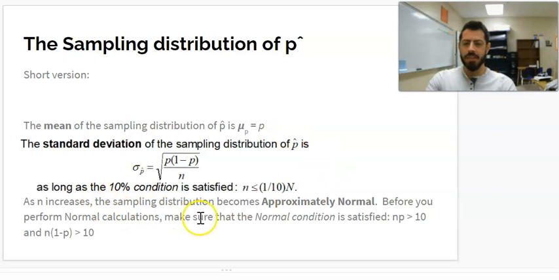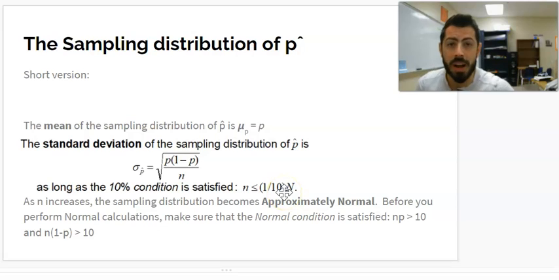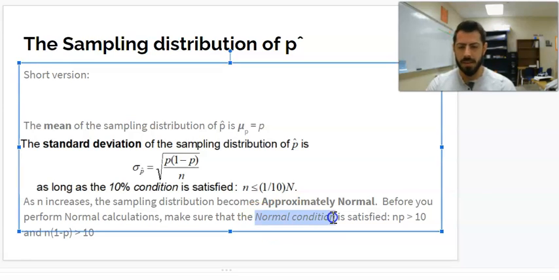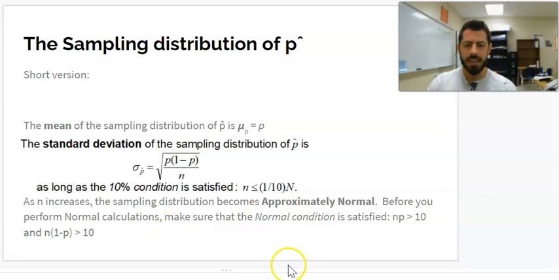Now, as N increases, the sampling distribution becomes approximately normal. Before you perform normal calculations, though, if you're going to approximate using a normal curve, you should make sure that the normal condition is satisfied. The normal condition states that you must have 10 successes and 10 failures in order for something to be approximated using a normal distribution. Now, usually in this scenario, we would approximate using a binomial.